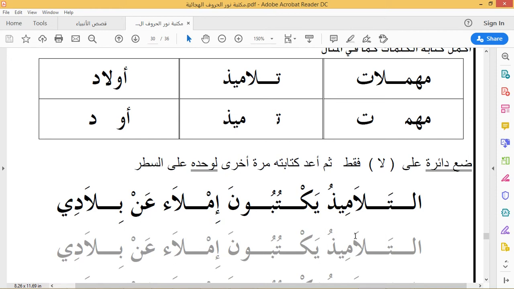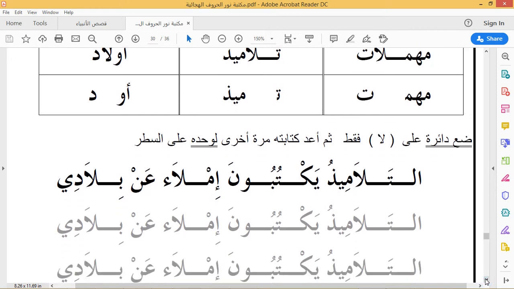So that la will be singled out, and that is how it exists when it starts a word, whenever it's being used at the beginning of a word. So that's for lam alif, as we've seen. Lam alif.